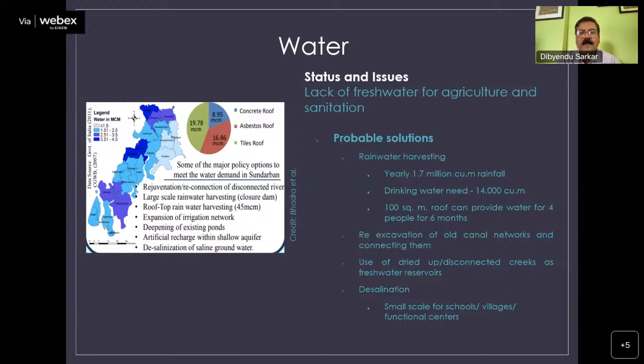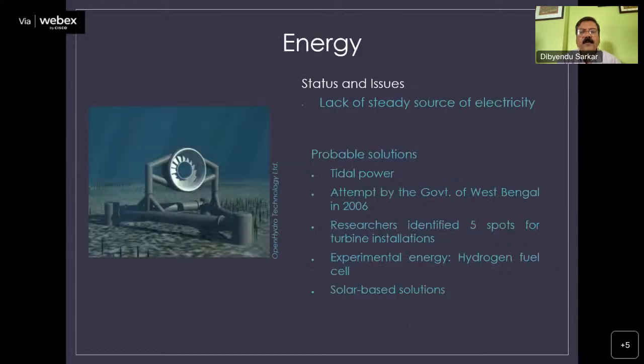Go to the next one. From water, yes, I'm coming to energy. Lack of steady source of electricity is a major problem. Yes, electricity has now reached most of the areas. But what I'm saying is in terms of steadiness of the supply, because any kind of a storm or any kind of high wind, the system gets disrupted. And also there are certain other disruptions as well.